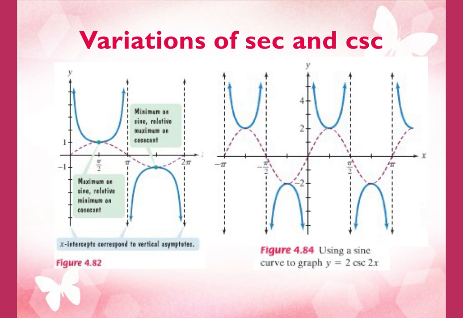This is just what it looks like. What happens if it's more narrow? What happens if it's more stretched? All of that stuff you will do by plotting your key points and then drawing your graph. So that will happen naturally when you go to graph it.